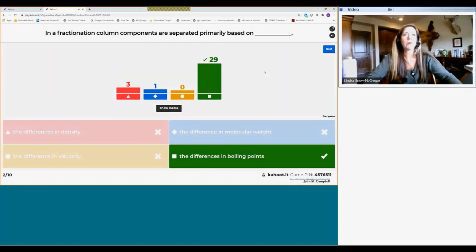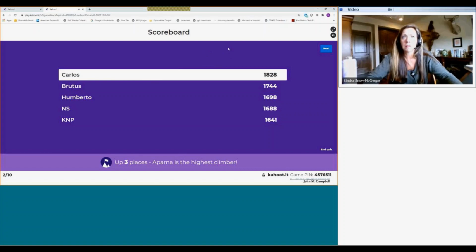All right, nice work. In a fractionation column, my components are separated primarily based upon the differences in my boiling points. And Carlos is still in the lead.